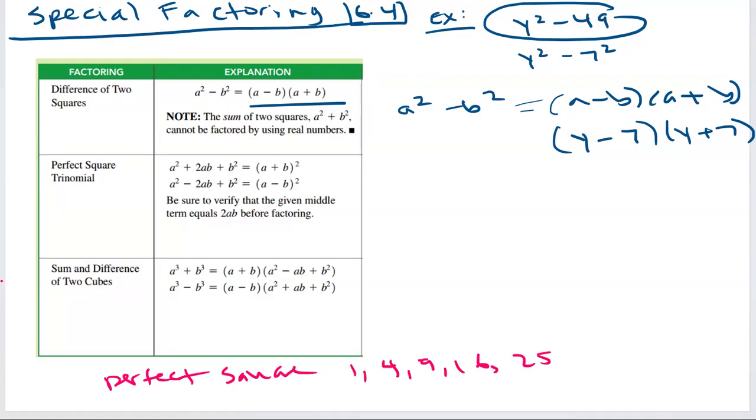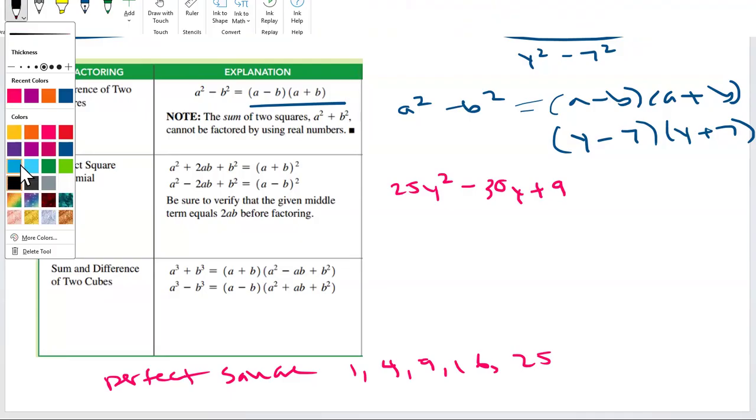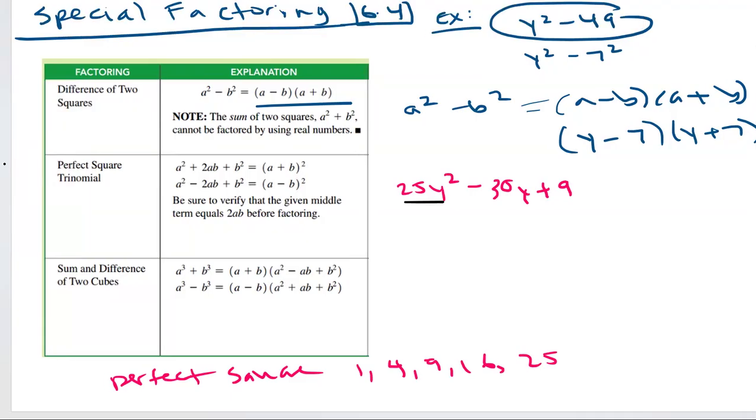Okay, so if I were to use this example, let's say 25y squared minus 30y plus 9. Okay, let me rewrite that. All right, so what I'm going to look at is the first term and the last term. All right, so notice that 25 is a perfect square. We wrote that down here, right? It's a perfect square. And also notice that 9 is a perfect square.